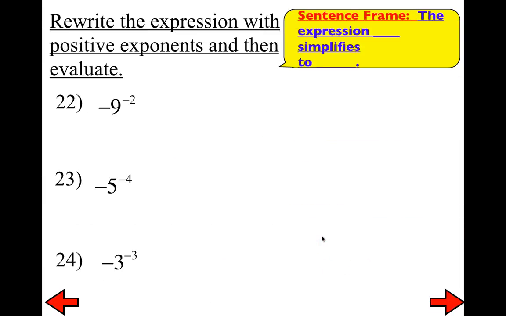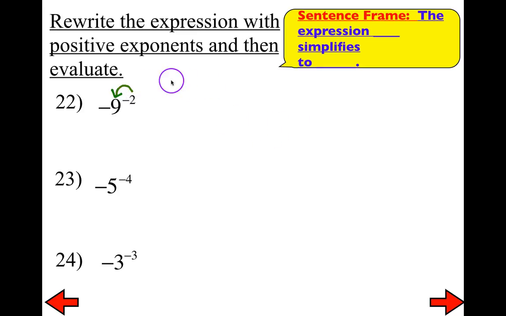Okay, so I'm just going to do 3 more with you, and then I'm just going to leave it up to you to try it on your own. So number 22, here, this is not a -9 raised to the negative second. This is the opposite of 9 raised to the negative second. So what is being raised to the negative second power? Just the 9, not the negative.